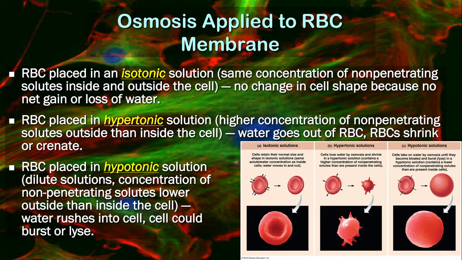So I told you how I remember hyper versus hypo: more solute because it's hyperactive, there's a lot of solutes there. The way I remember whether it's going to shrink or swell is because a hypotonic solution causes your cell to turn into a hippo.